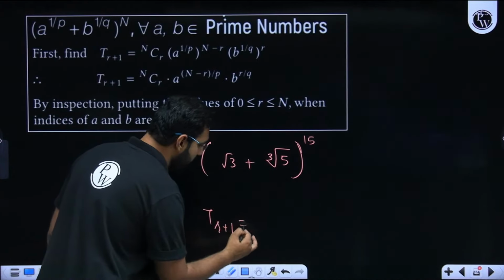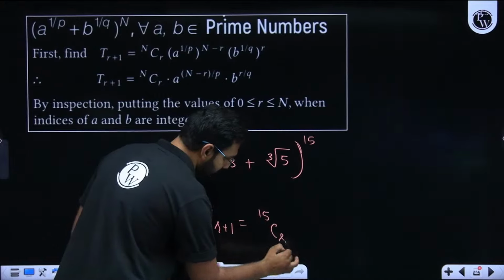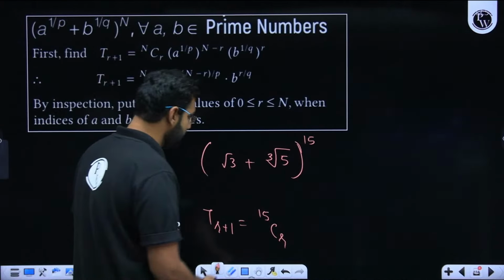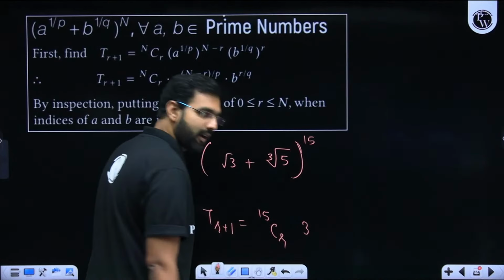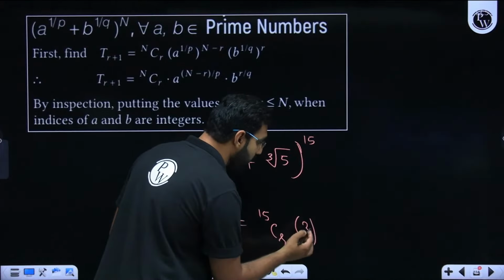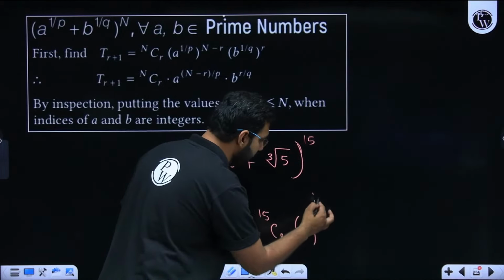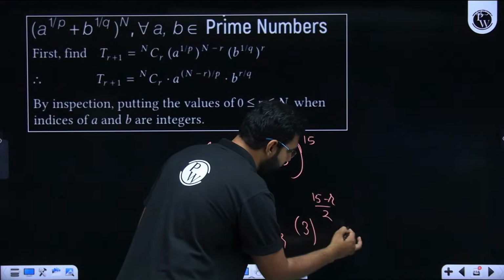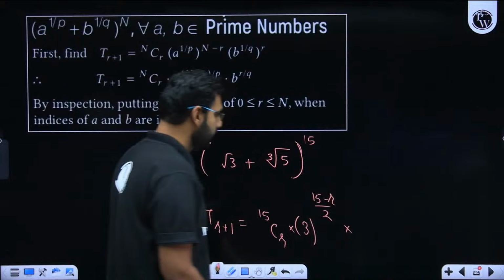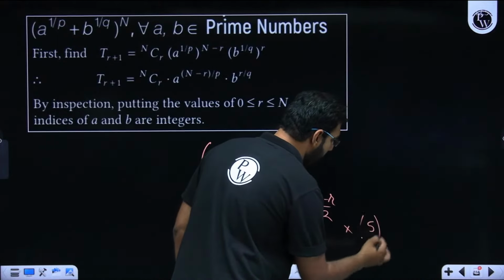So T(r+1) is given by what? 15Cr. That will be a rational value, it doesn't matter. But apart from that, root 3 is what? 3 to the power 1 by 2. So root 3 to the power 15 minus r, which is 3 to the power 1 by 2 to the power 15 minus r, which is 15 minus r by 2, into third root of 5 to the power r. So this is 5 to the power r by 3.